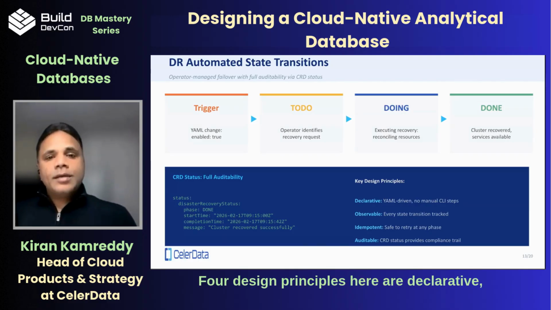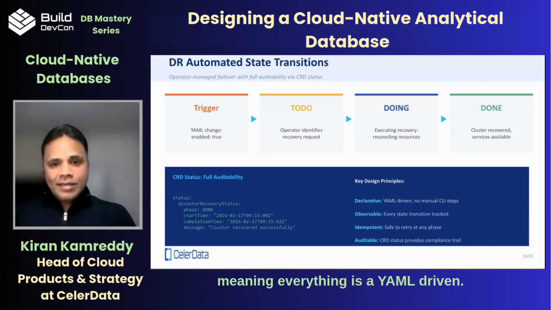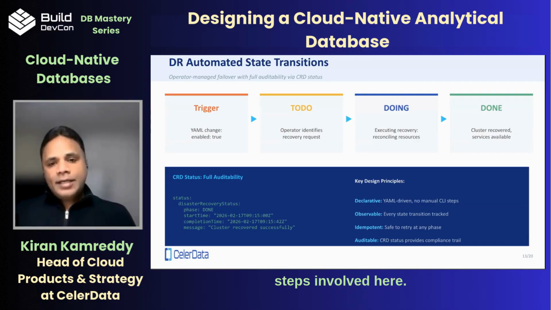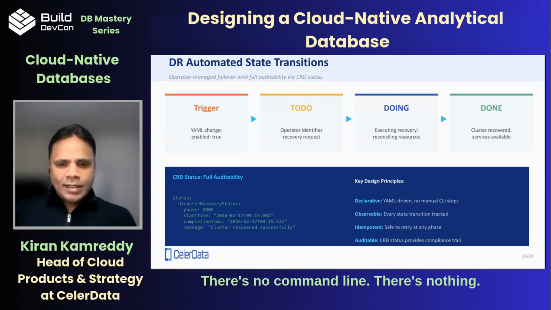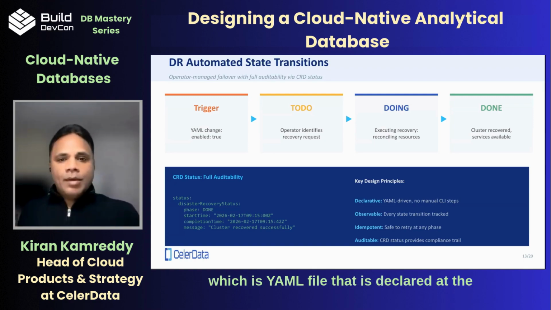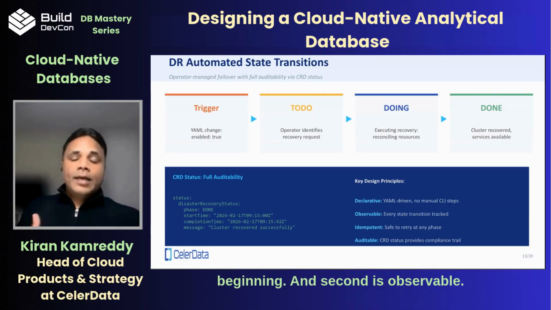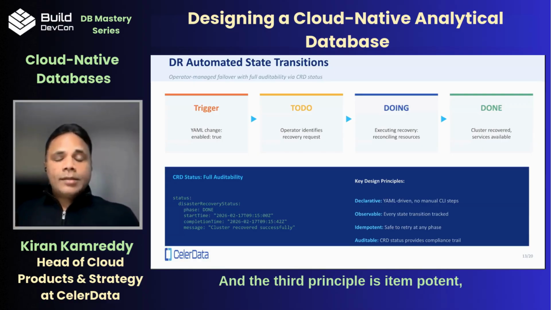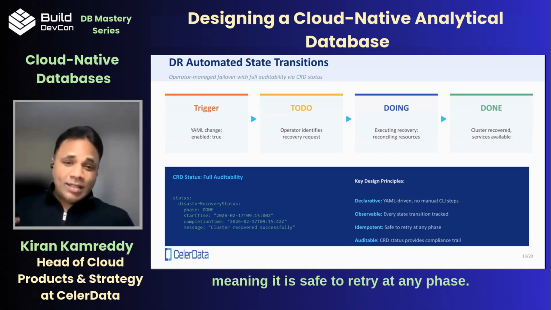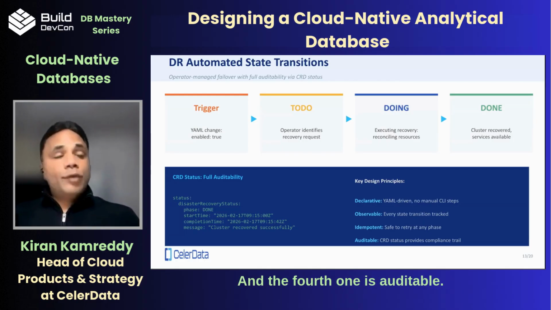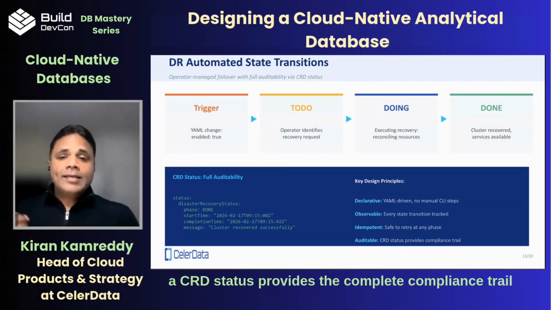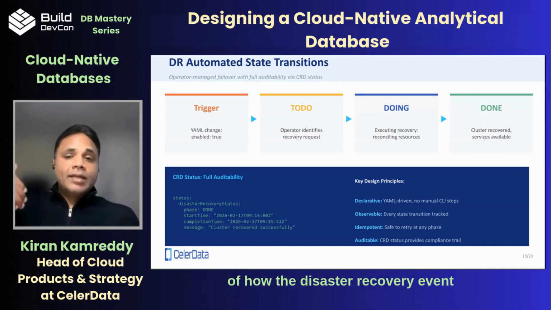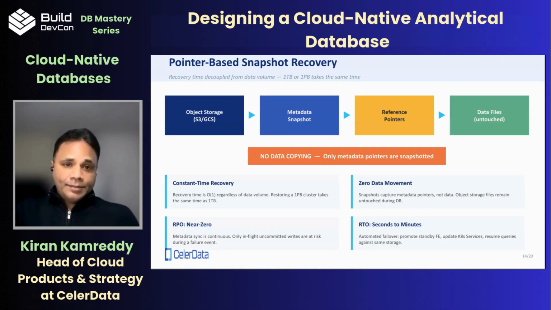The four design principles here are: declarative, meaning everything is YAML driven. There are no manual steps involved here. There's no command line. There's nothing. There's just one CRD file, which is a YAML file that is declared at the beginning. Second is observable. Every transition is tracked. The third principle is idempotent, meaning it is safe to retry at any phase. And the fourth one is auditable, as I just mentioned. A CRD status provides the complete compliance trail of how the disaster recovery event is moving through these different phases.